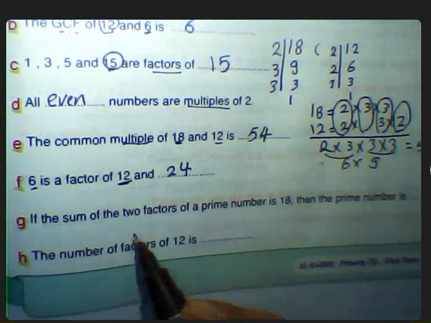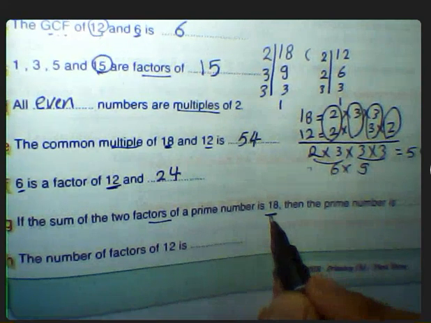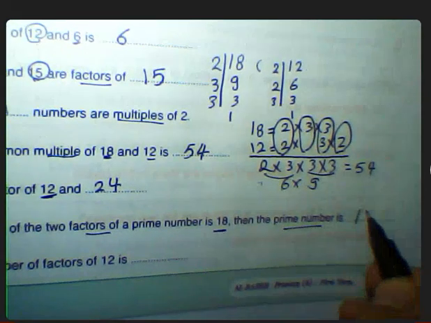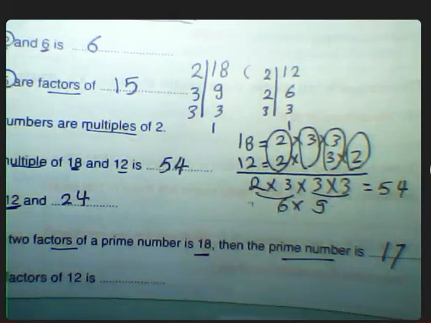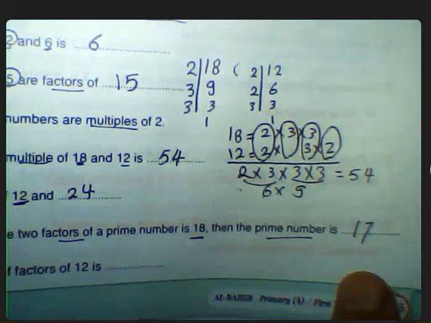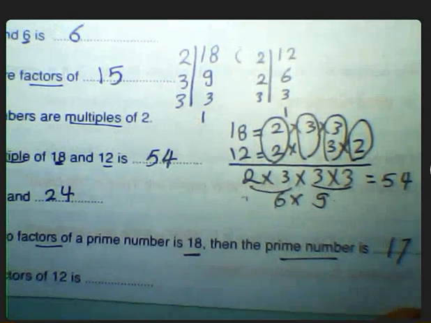If the sum of two factors of a prime number is 18, then the prime number will be 17. Because 17 is a prime number that can be divided by itself and 1 only. And 17 equals 17 multiplied by 1.